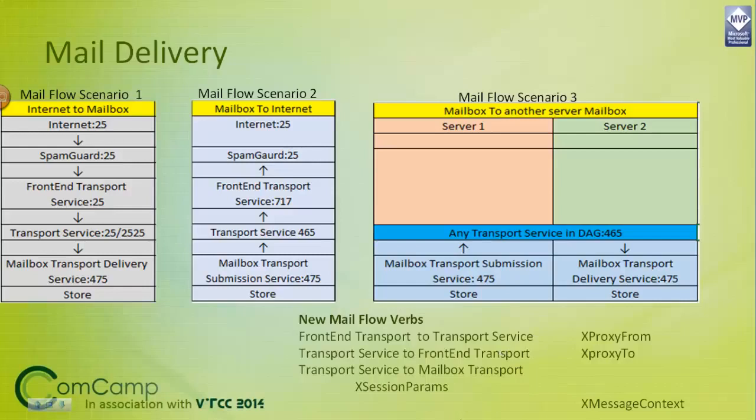I'm also going to talk about these new Exchange verbs. There are a few new Exchange verbs that have been added. When front-end transport service transfers an email to transport service, it does XProxyFrom and XProxyTo, which carry the info from where the message is coming. This has all the info, all the IPs, all the headers it forwards to the transport service. And when transport service sends an email to front-end transport service, it uses XProxyTo, and it also carries the header, basically the IP or routable information.